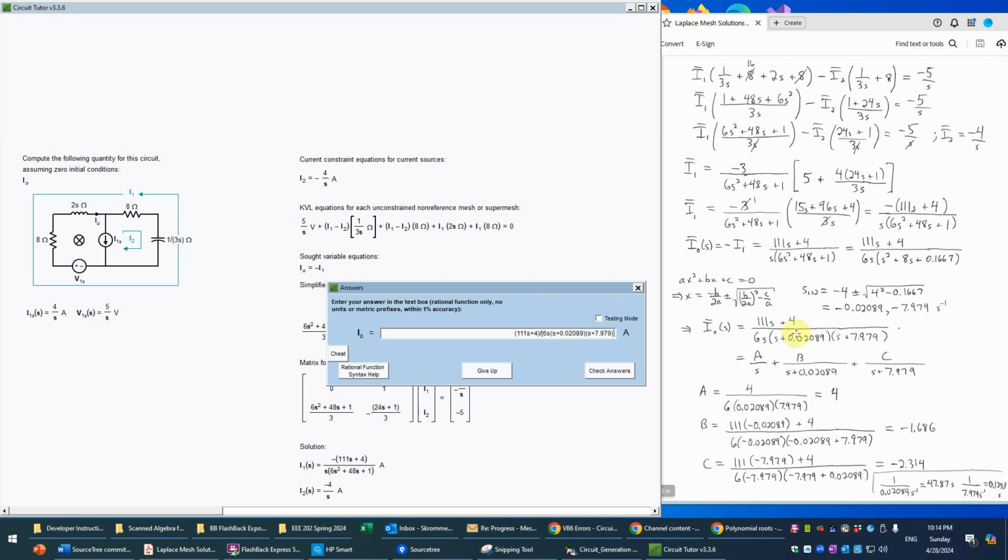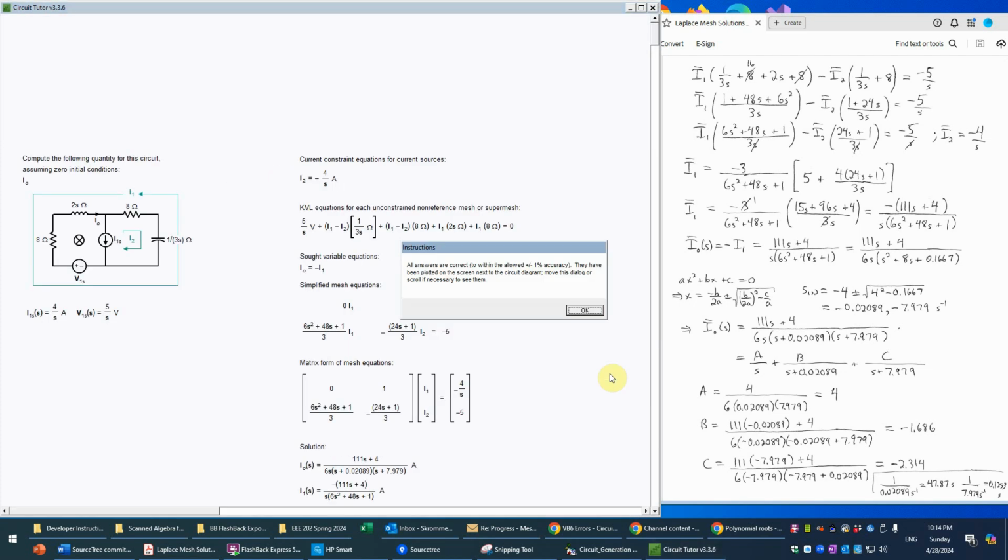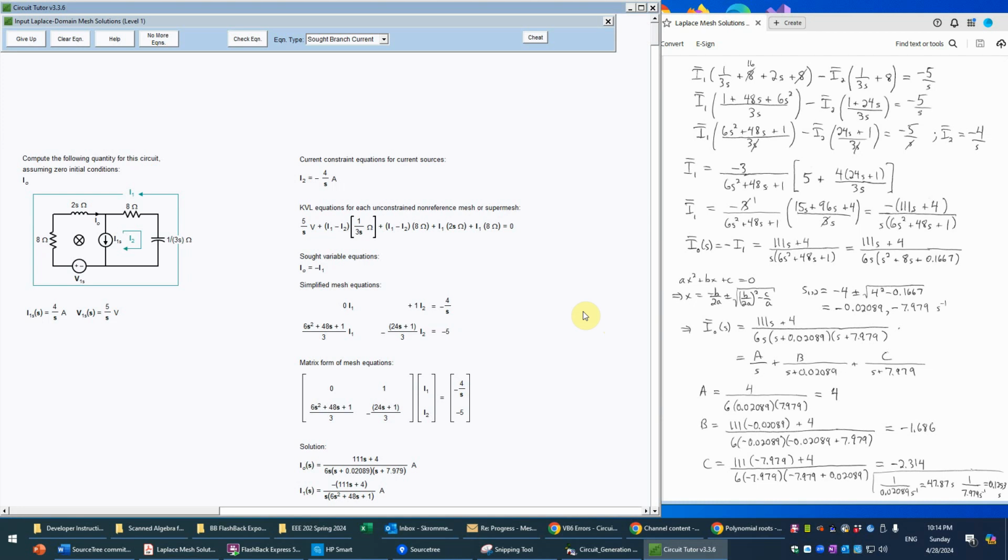Okay, and I'll just proofread that quickly. Looks correct, so we'll check the answers there. And it is correct. So the next step is going to be to do a partial fraction expansion. So we'll just click OK there.